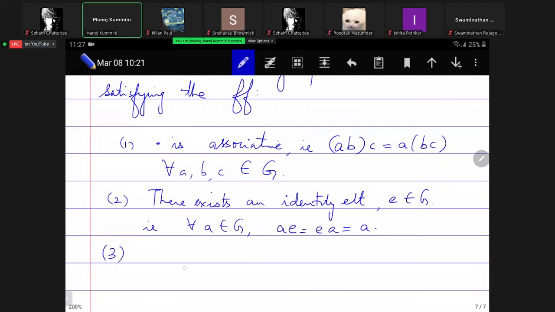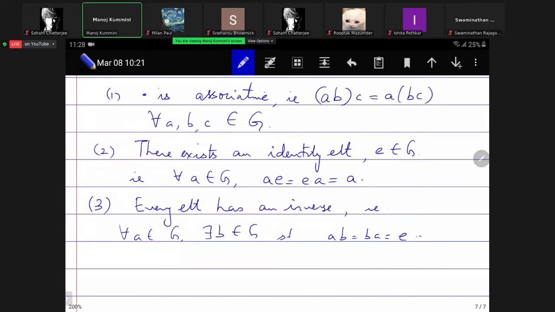And three, every element has an inverse. That is, for all A inside G, there exists B inside G such that AB is BA is the identity element. So this just codifies the common behavior, the part that we want to codify from the previous examples.